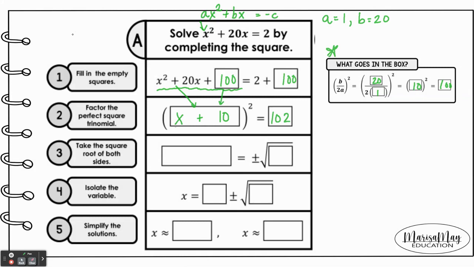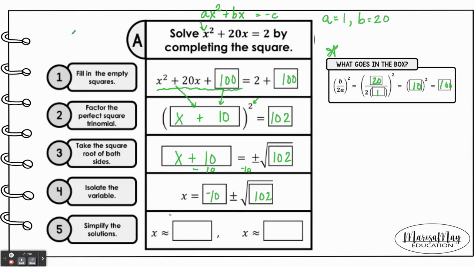Okay, then we take the square root of both sides. Now, if we take the square root of something being squared, the square root just drops off. I'm sorry, the square just drops off. And then we take the square root of 102, we leave it there. Step 4, we're going to get the variable by itself. So we're going to subtract the 10 from both sides. And 102. And then we can get decimals.